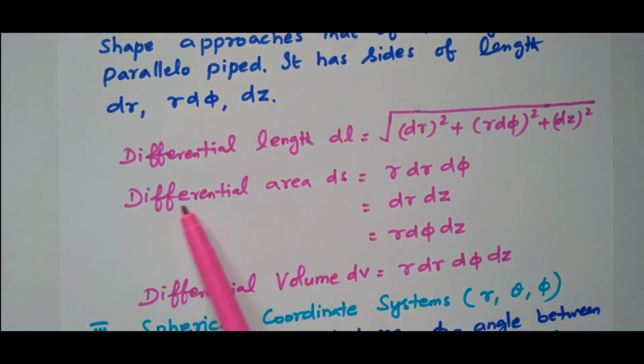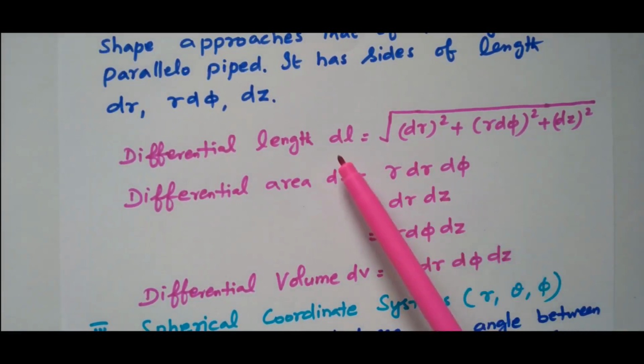While going with the differential area, it is multiplied by two parameters: r dr d phi, dr dz, r d phi dz. So we are multiplying two parameters. While going with the differential volume, we multiply all three parameters, dr, r d phi and dz. So in this cylindrical coordinate system, we have two lengths and one angle, represented by length and differential area and volume.